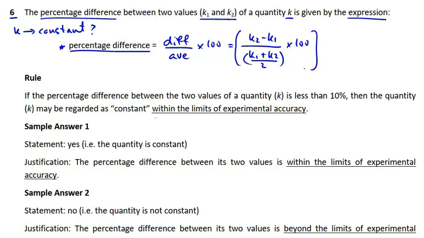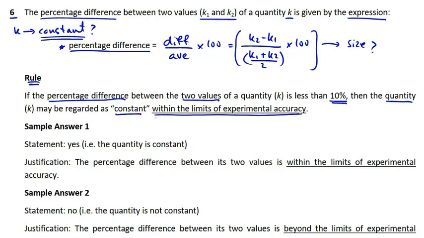Now students, whether the quantity k may be regarded as constant or not depends on the size of the percentage difference between its two values. The rule says if the percentage difference between the two values of a quantity is less than 10%, then the quantity may be regarded as constant within the limits of experimental accuracy.